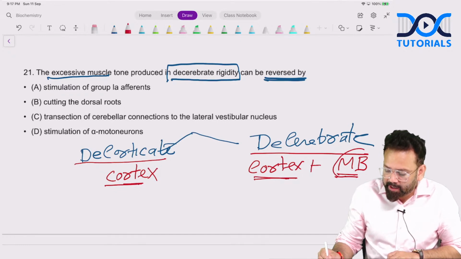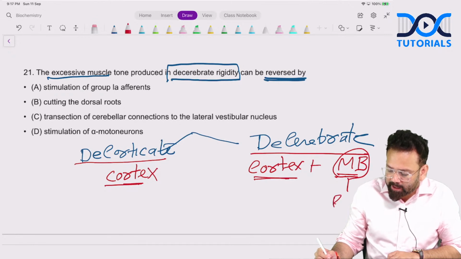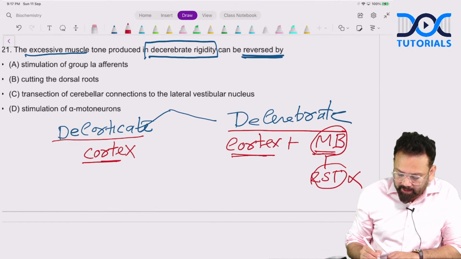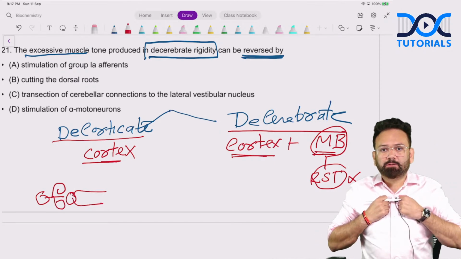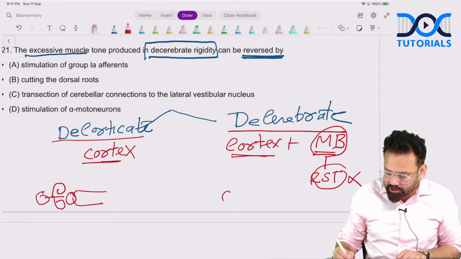In decerebrate rigidity, the midbrain is also removed, so the rubrospinal tract is also damaged. Let me revise that. In decorticate rigidity, the patient is like this: hands are on the chest, body is rigid. In decerebrate rigidity, hands are lying on the side of the body.